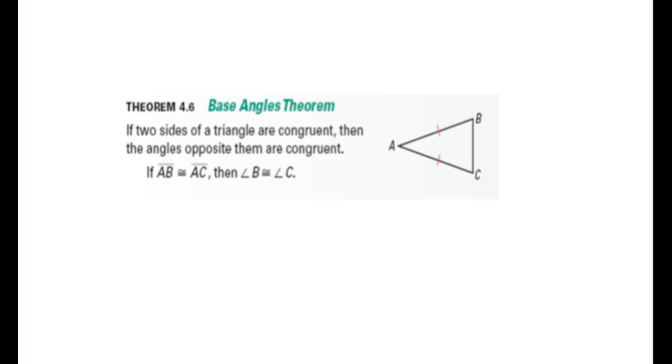The next theorem we are going to discuss is the base angles theorem. If two sides of a triangle are congruent, then the angles opposite them are congruent. So if we look at this triangle ABC, side AB is congruent to side AC. If that's true, then angle B is congruent to angle C. This is the base angles theorem.